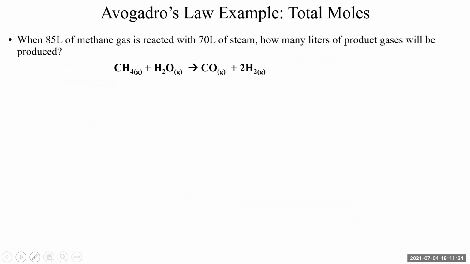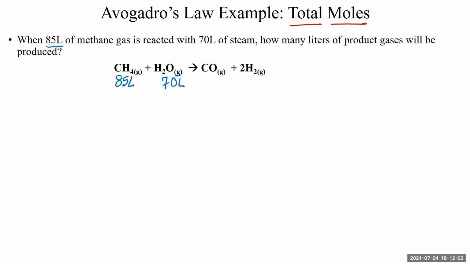Let's do another example. This time we're going to do a little bit of a different example, but it's still going to involve stoichiometry. This time we're going to look at total moles. This isn't really anything new. Let's just take a look. 85 liters of methane gas is reacted with 70 liters of steam. Remember, in the gas phase, water is called steam.